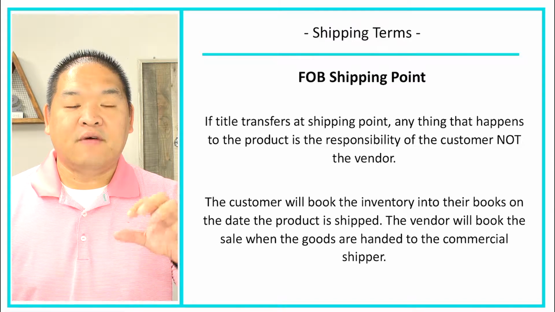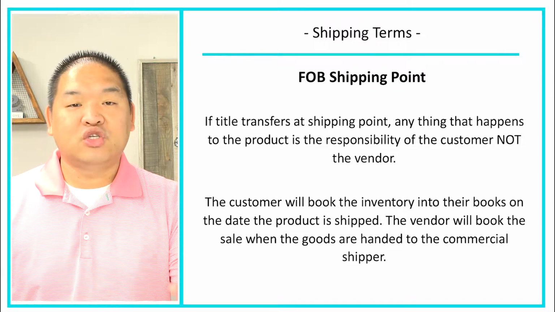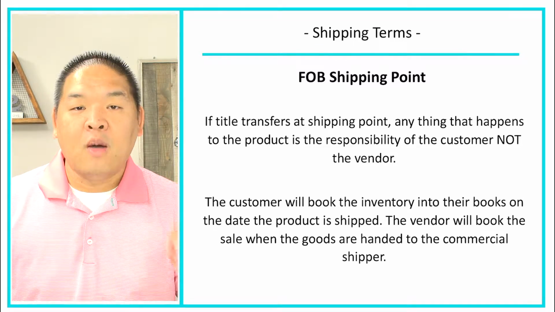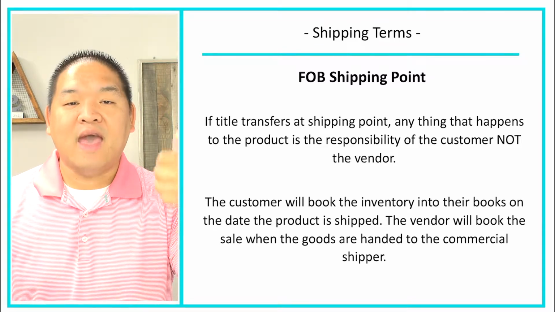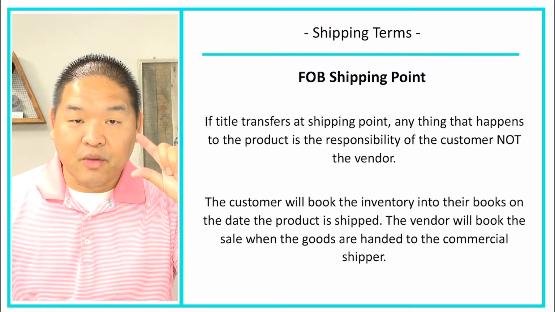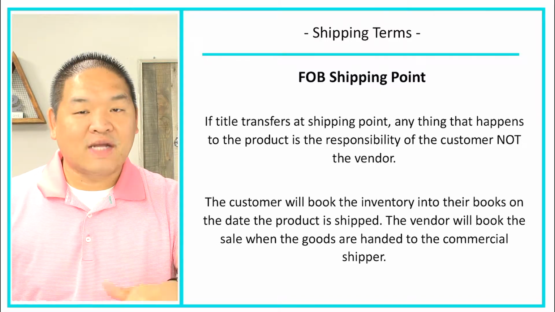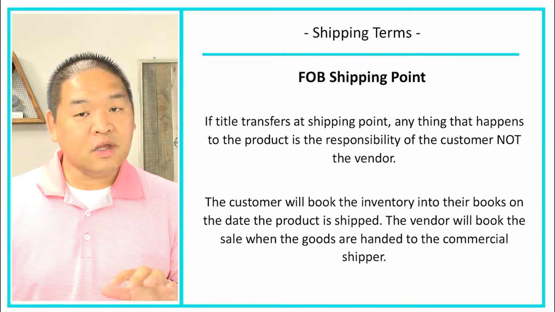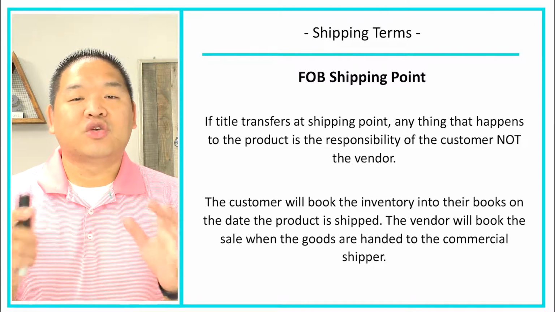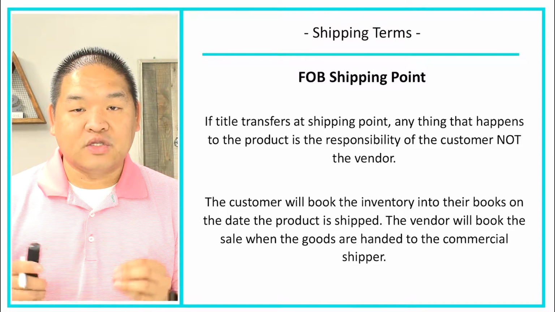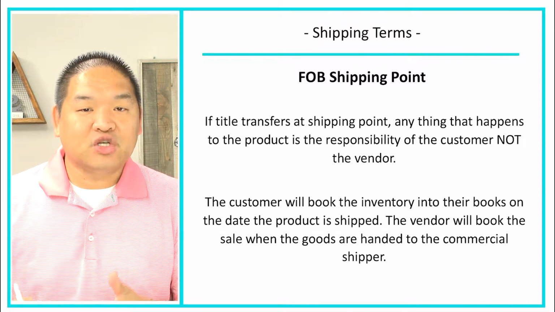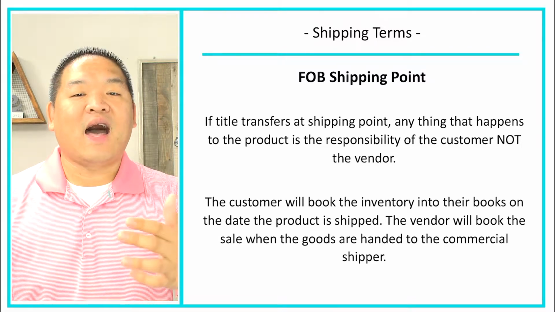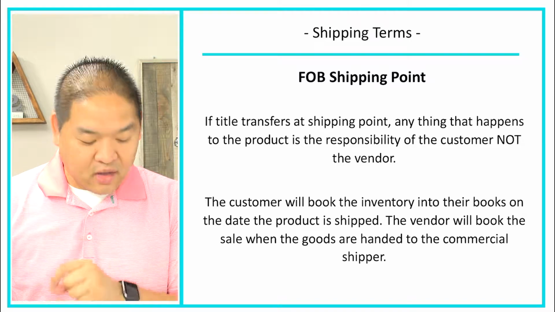So when the vendor hands that product to the shipper, then technically speaking, the vendor can now book a sale and book the cost of goods sold. So they can book both of them because the transaction is effectively complete at that point in time. So again, knowing the intricacies of these shipping terms are so important to giving us accountants the timing of when entries are made.